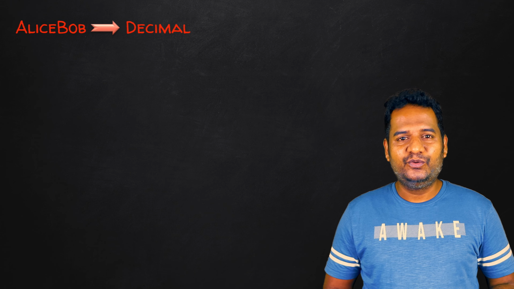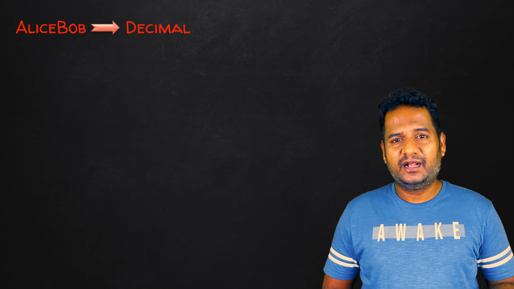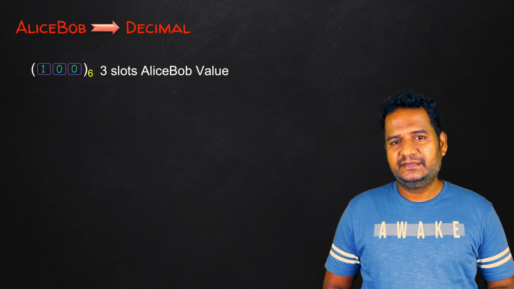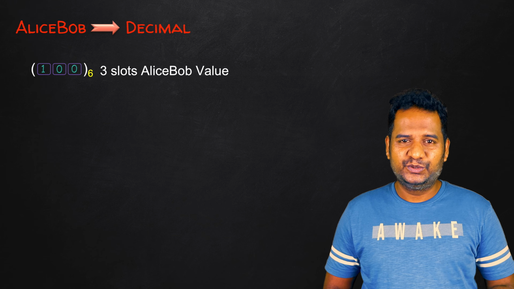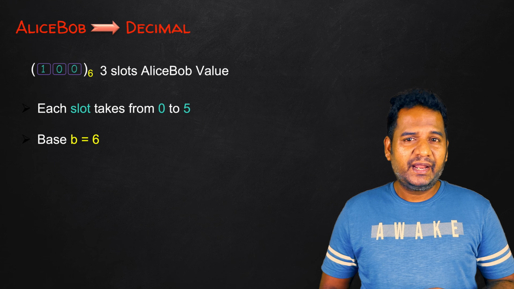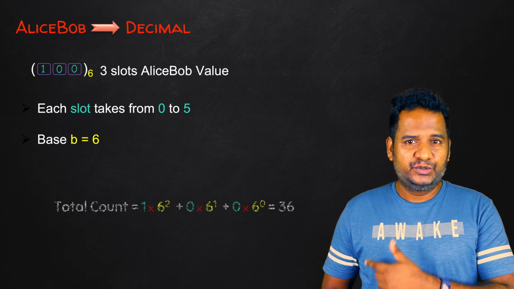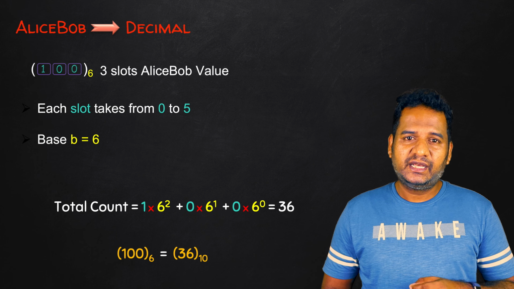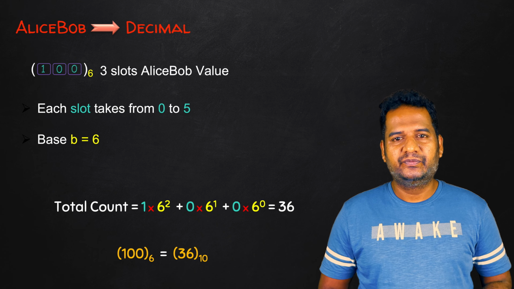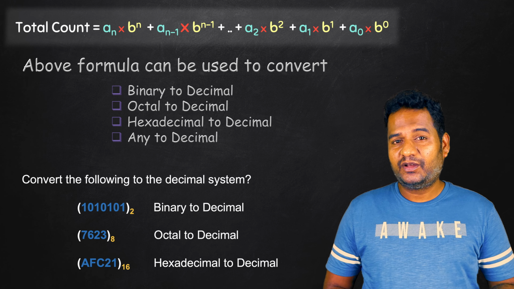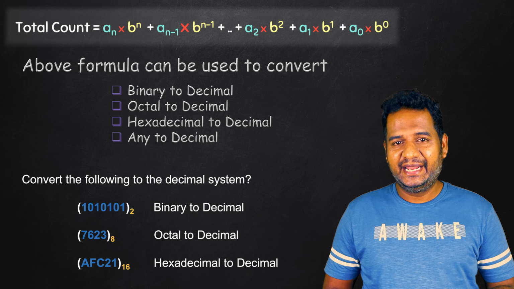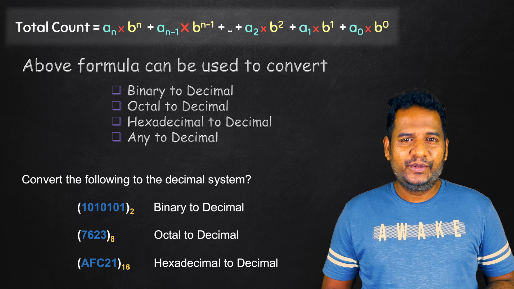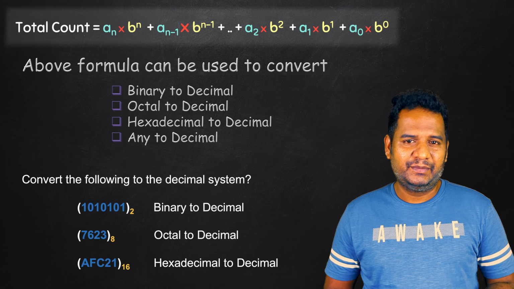Let's take a value from the Alice Bob system and convert it into the equivalent decimal number. 100 with base 6, which means 1 round of 00 to 55 is over. If we apply our devised formula as shown here, we will get 36 as the equivalent decimal value for the 100 in the Alice Bob number system. As I mentioned earlier, this formula can be used to convert a value in any number system to a decimal number system. Please do the following exercise and post your answer in the comment section.